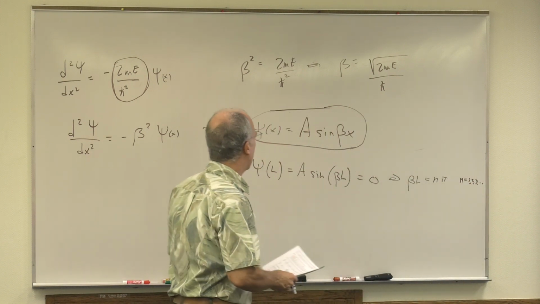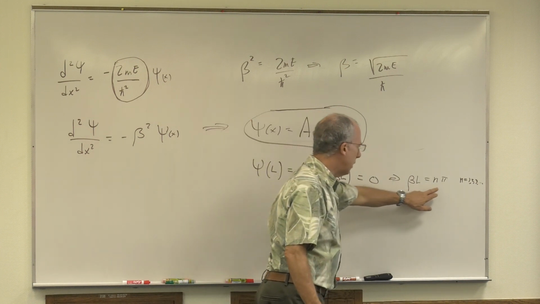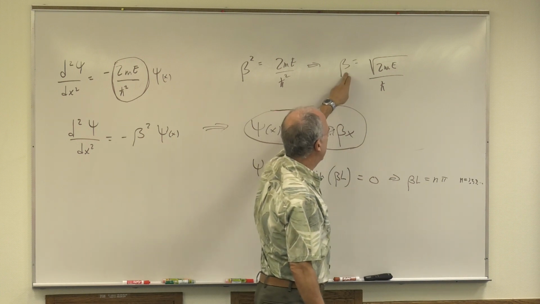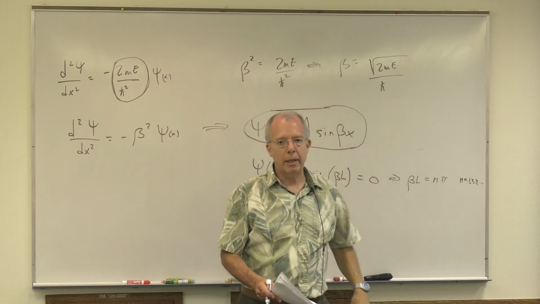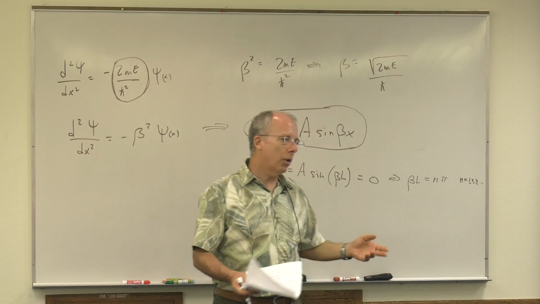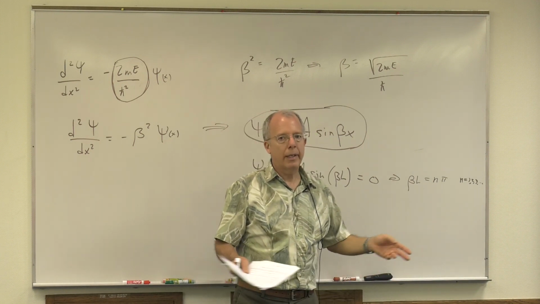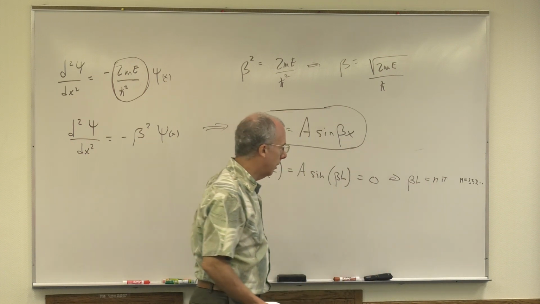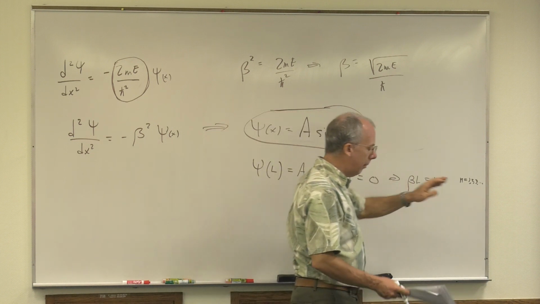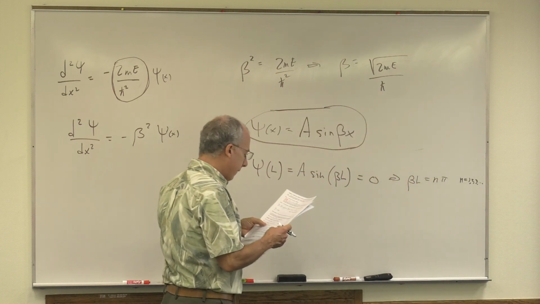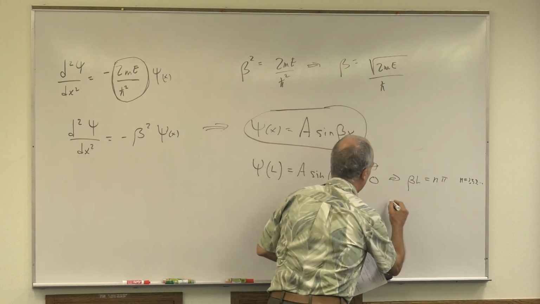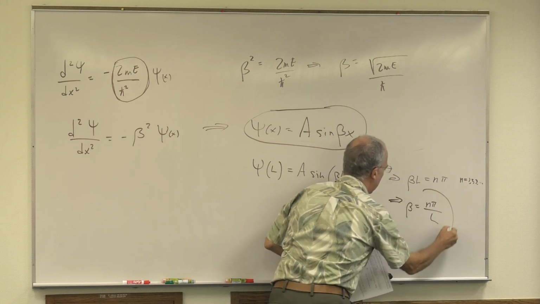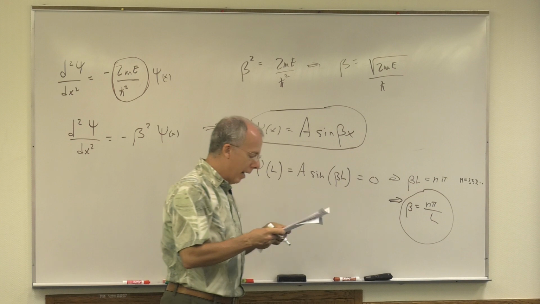We're not going to say 0, though. Why aren't we going to say 0? Well, because if n were 0, what would that mean beta L is? 0. And if beta is 0, that means E is 0, right? And if E is 0, the velocity is 0. And what do you learn by the Heisenberg uncertainty principle? You can't say that V is 0, right? There's an uncertainty in V. So we're going to say n is 1, 2, 3, on and on and on. So therefore, beta equals n pi over L.